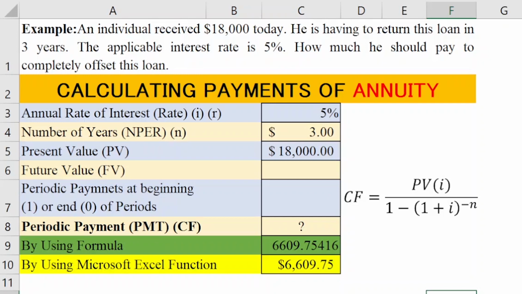In the next video, we will talk about calculating the annual rate of interest and its related calculations.